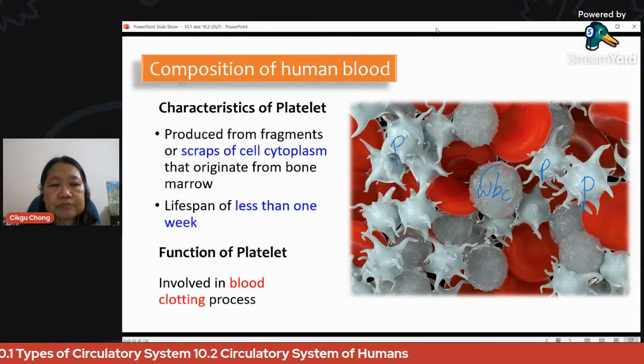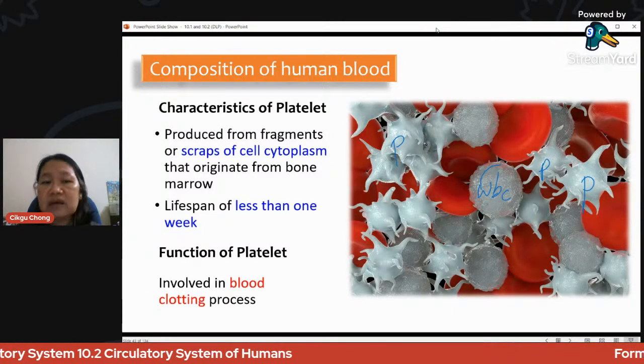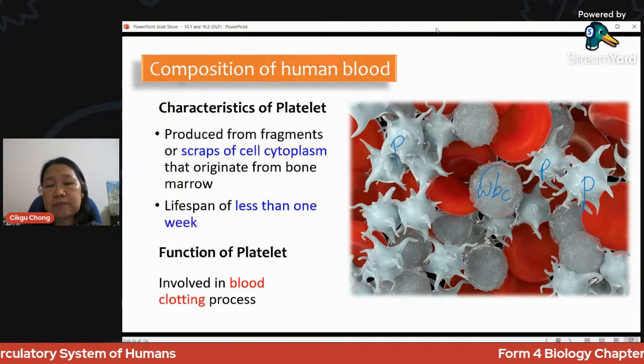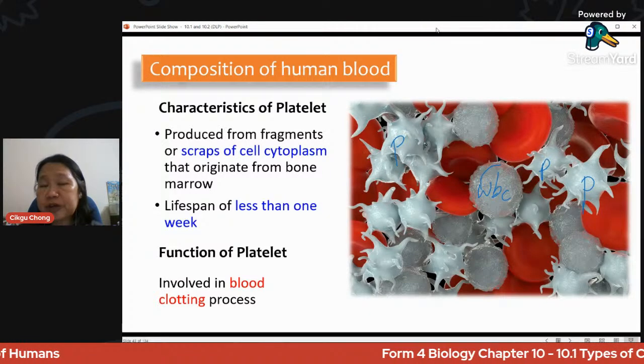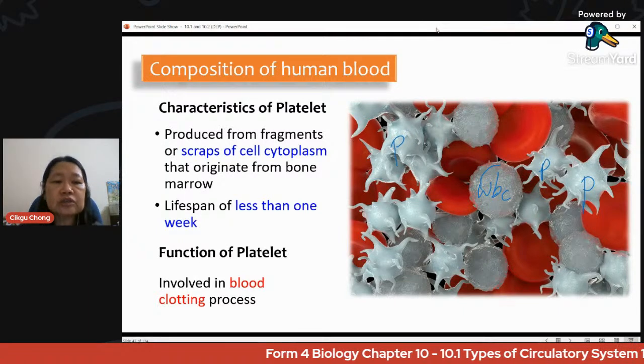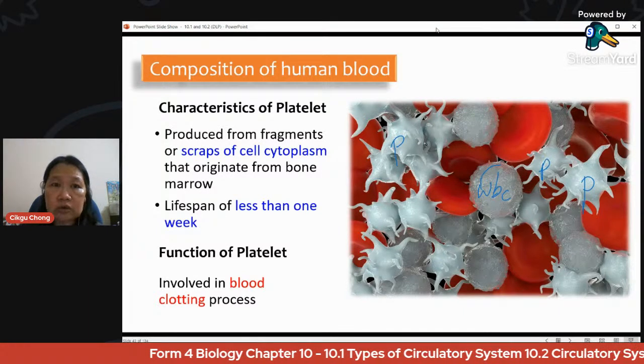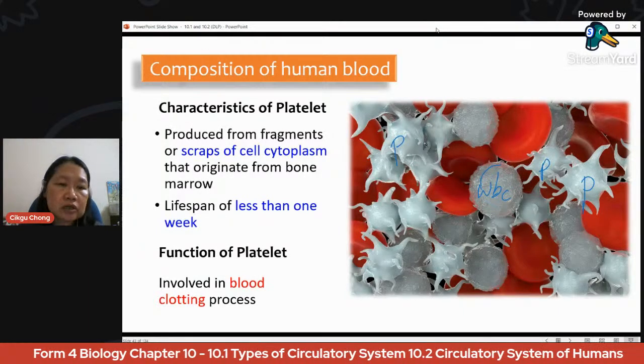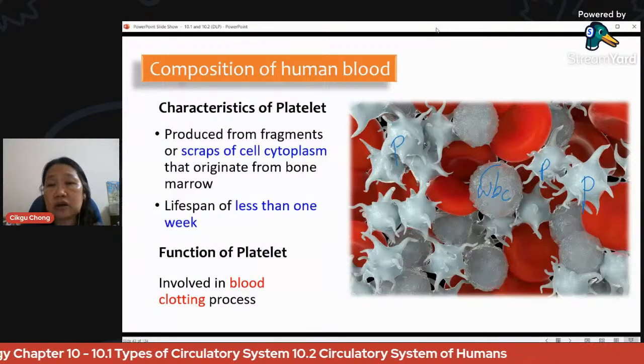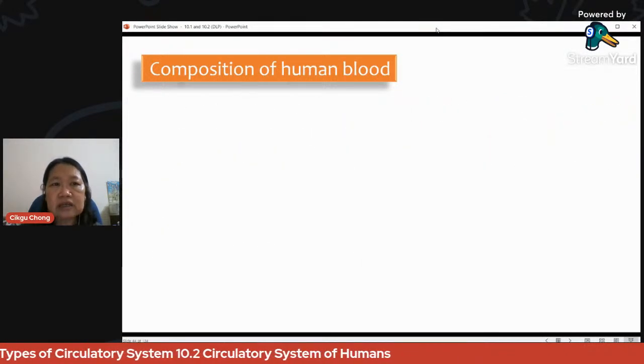Okay, the function of platelets is involved in only one thing: the blood clotting process. When you have an injury, the blood flows out, and the platelets should help the blood to clot. Without platelets, your blood has difficulty in clotting. Okay, let's look at some more.